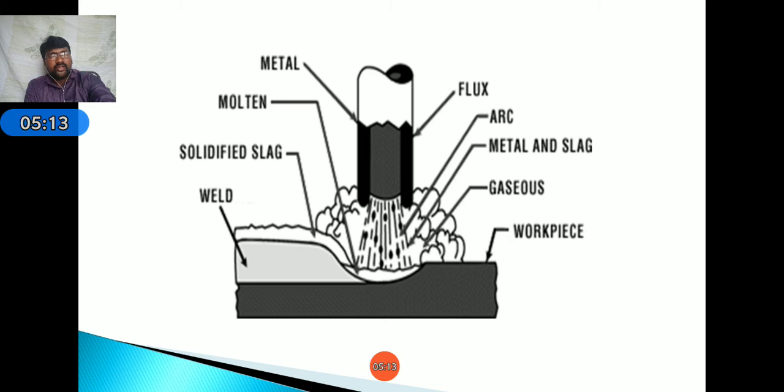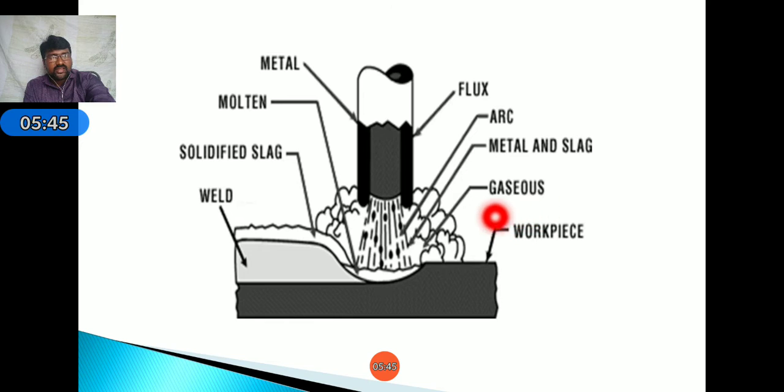Observe the end of the electrode and workpiece, what happened here? This is the workpiece. This is the electrode. It consists of the metal, and the black one is known as flux. What is the need of flux in arc welding? To protect the workpiece from the oxidation process. It acts as a shield, to prevent oxidation. Next, it is the metal and slag.